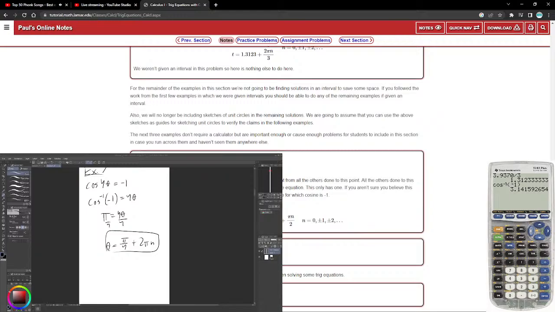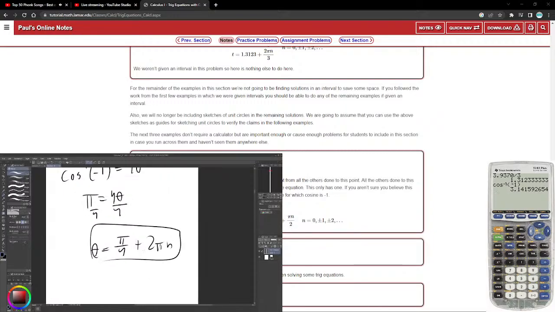If you aren't sure, you can believe this sketchy unit circle, and you'll see that in fact there is only 1 angle for which cosine is -1. Here's a solution to the equation. So theta equals pi over 4 plus, I forgot to divide by 4 up here. What would it be? Pi n over 2? Yeah.